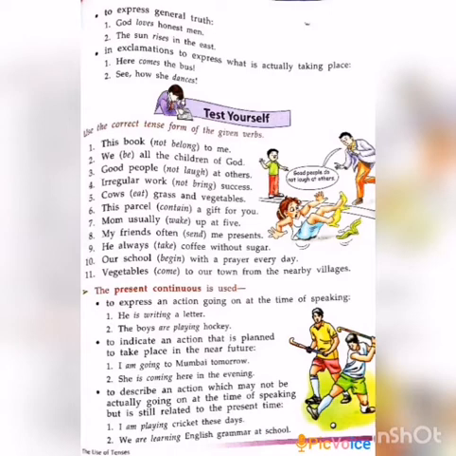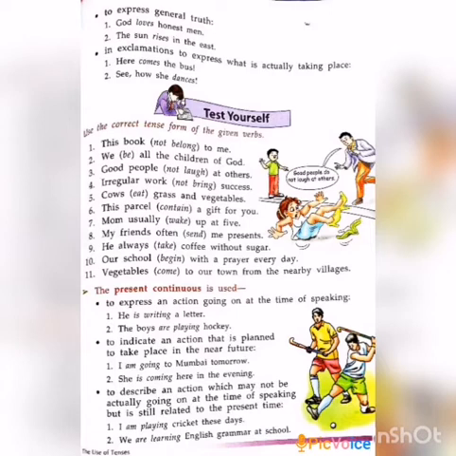In exclamations, to express what is actually taking place: here comes the bus, see how she dances. See, in all the examples we can know the use of the simple present tense. So what are they? To express a habitual action, to express a general truth, and to express exclamations. Okay, remember. Next they gave a test yourself exercise. See, use the correct tense form of the given verbs. There are 11 sentences given.